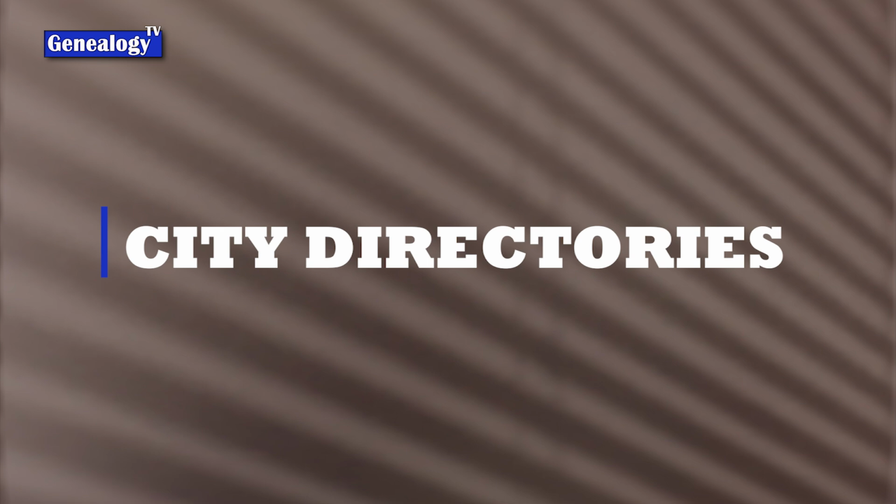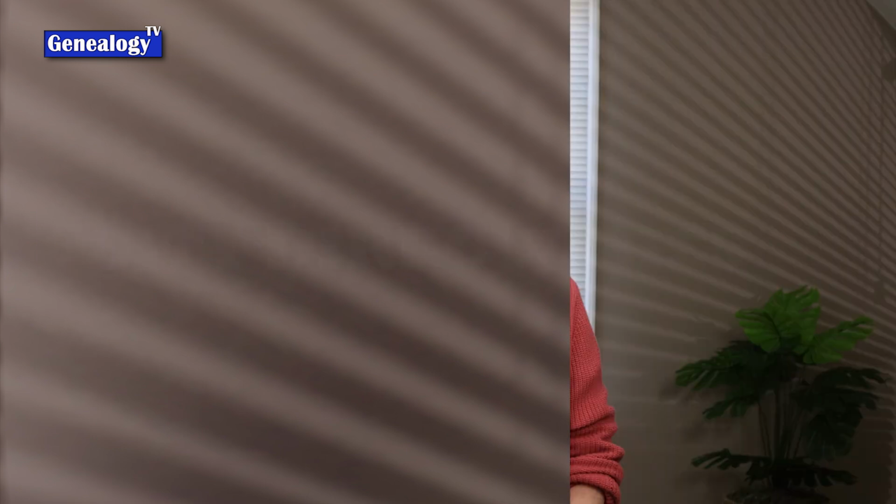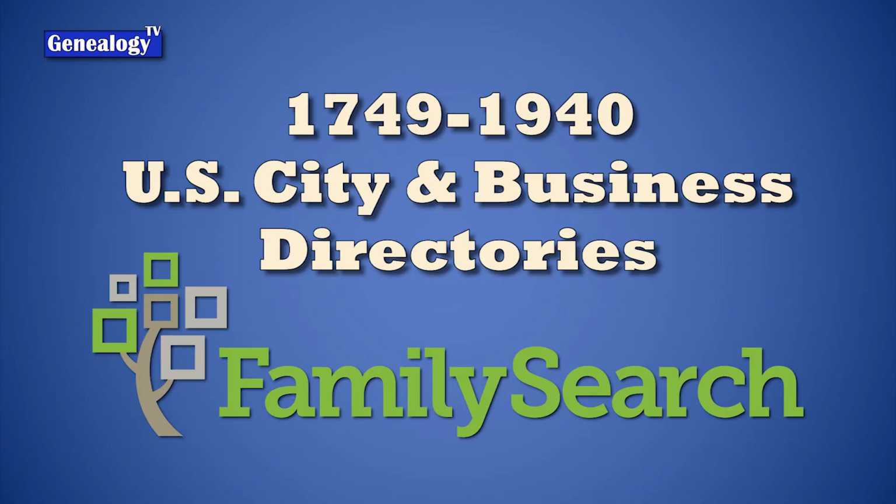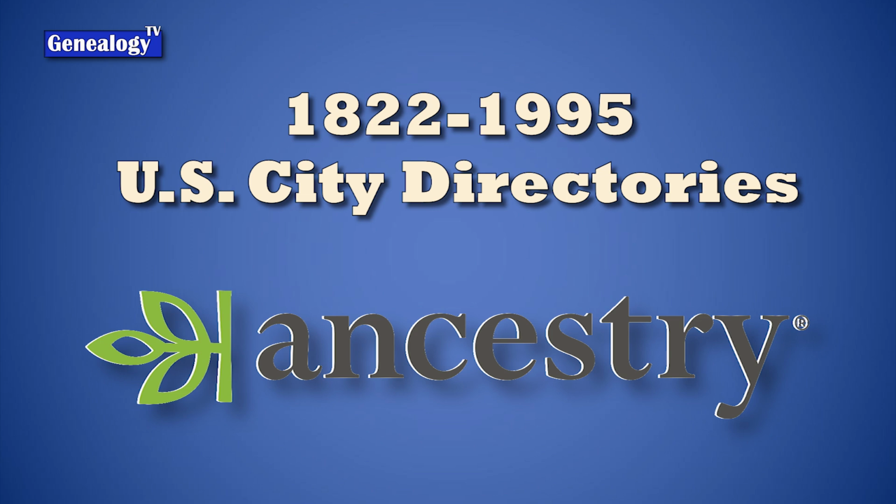Moving on to city directories. City directories are a great option to help you find that in between 1880 and 1900, as city directories were often updated just about every 2 years. So there are several collections at FamilySearch and at Ancestry.com to help cross over that 1880 to 1900 time frame. Now, these two collections, the 1749 to 1940 US State City Directory and Business Directories, are available at FamilySearch. The 1822 to 1995 US City Directories are available at Ancestry. This is an index with images.